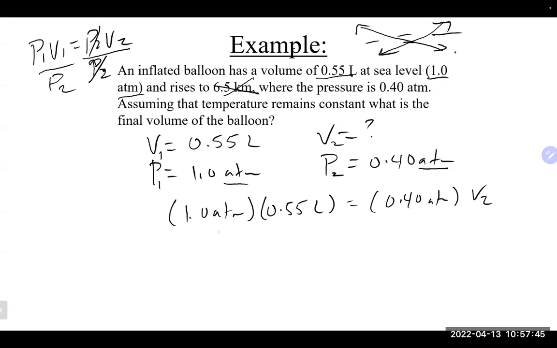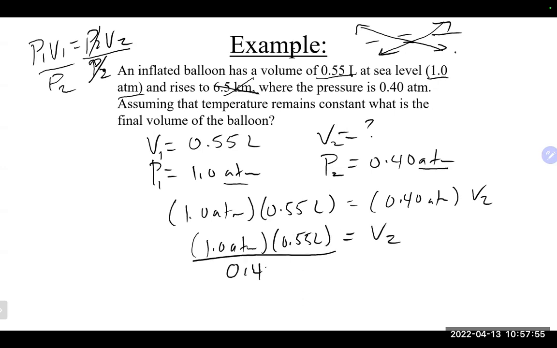So we will be dividing the 0.4 to the other side there. It gives us 1 atmosphere times 0.55 liters equals V2 divided by 0.4 atmospheres. The atmospheres here will cancel. That's going to leave us units of liters, which is good since we are looking for a volume here. So 0.55 divided by 0.4 gives us a V2 of 1.4 liters in this case.